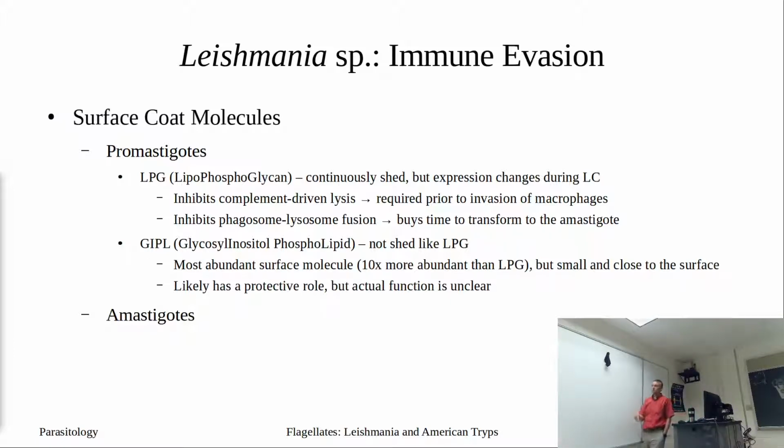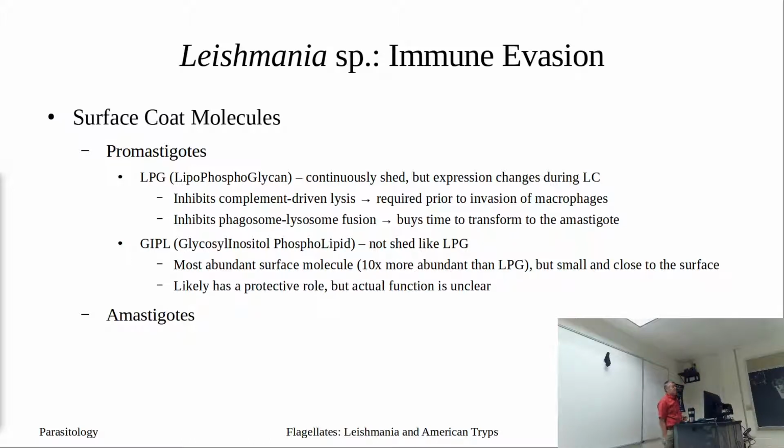The second surface molecule is GIPL. This is glycosyl inositol phospholipid. I probably will just use LPG and GIPLs. This is the most abundant surface molecule. It's more than 10 times as abundant. It works out this way because it's super small and it's super close to the surface, so you can have a lot of it. This is not shed, so it's going to be retained.